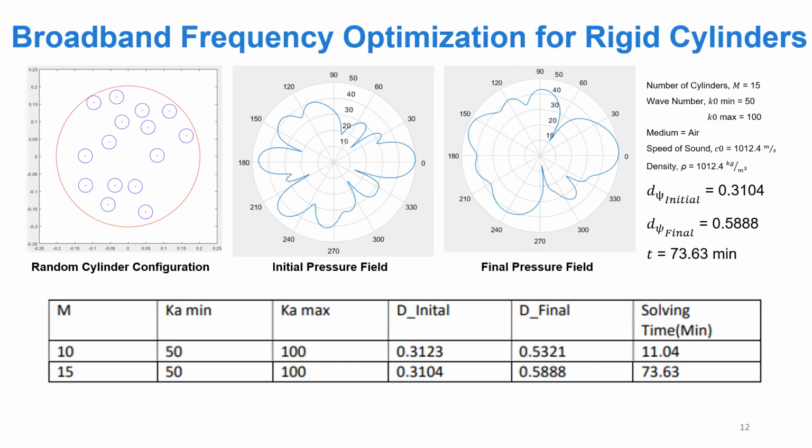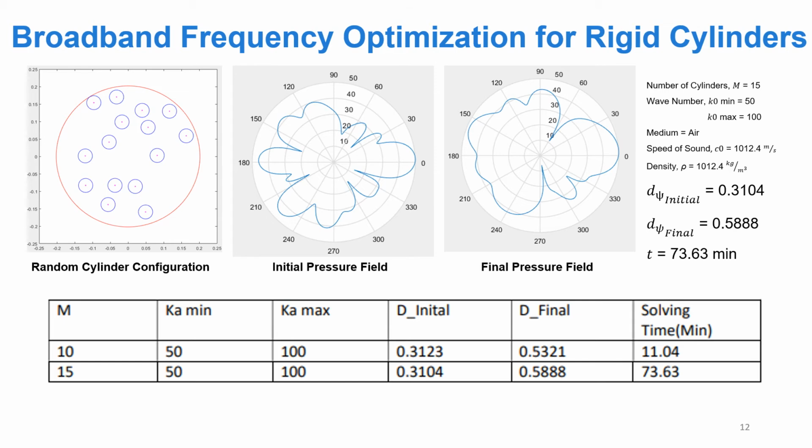Configurations of 10 and 15 scatterers were simulated with broadband frequency optimization. The minimum frequency was 2.74 kHz, the maximum frequency was 5.49 kHz. This optimization was done using the SQP algorithm. The number of frequencies which we used was 3 here.